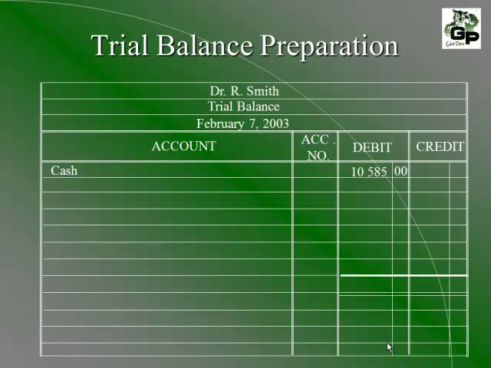Notice that the name of the account is in the column on the left underneath the title Account. We don't use the account numbers yet. And then the third column is for debits, and we put in the amount of the cash account. And because it's an asset, there is no credit balance, so we leave that blank.